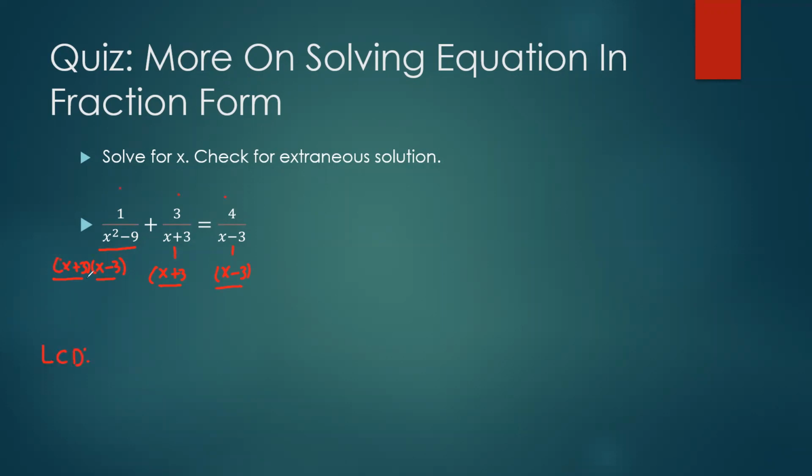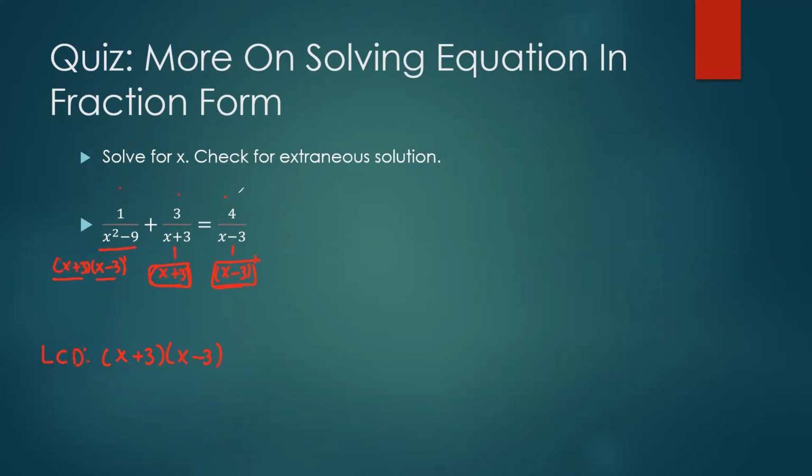Let's look at the base x plus 3. Do we have a repeating base of x plus 3? We do. If you have a repeating base, you pick the one with the highest power. Since they are both to the power of 1, you just bring x plus 3 down. Then let's look at our other base, x minus 3. I see it right here. Since they're both to the power of 1, you just bring that down. So that is your LCD.